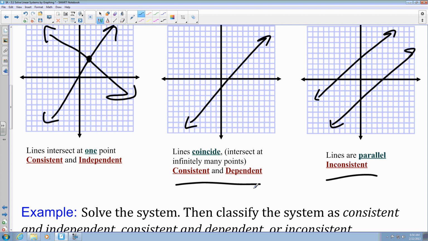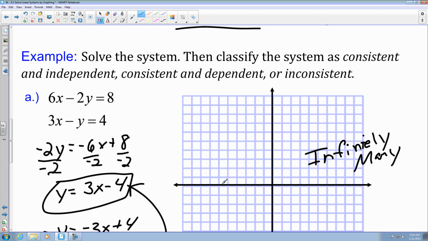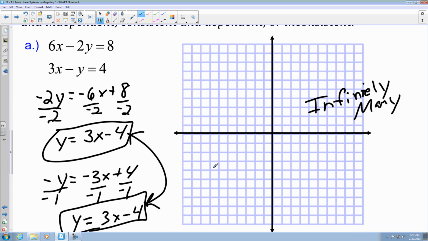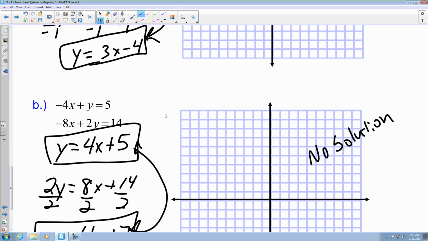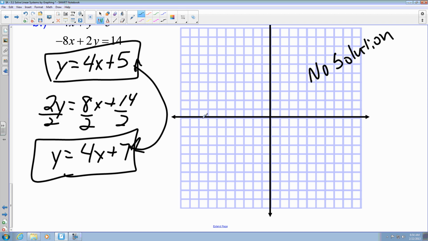So when you're doing your homework, my expectation is that you don't necessarily have to solve or graph your two equations if they're no solution or they're infinitely many. If they show up as an intersection, you must graph it in order to solve the system and then prove it algebraically.